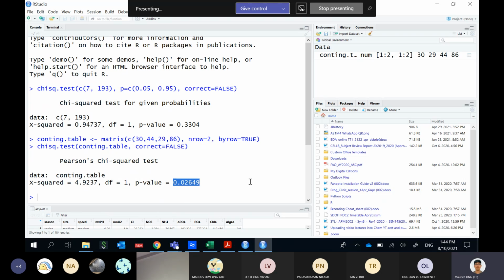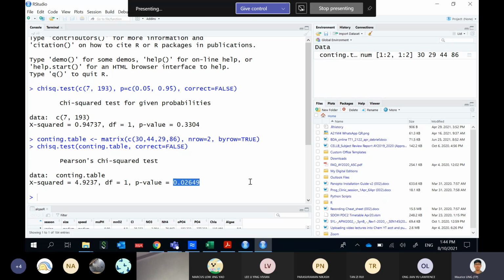Any problems so far? Okay, when do you use Fisher exact test? Okay, your degrees of freedom is equal to 1, possible. Basically, your 2 by 2 contingency table, your degrees of freedom always equals 1, right? Okay.